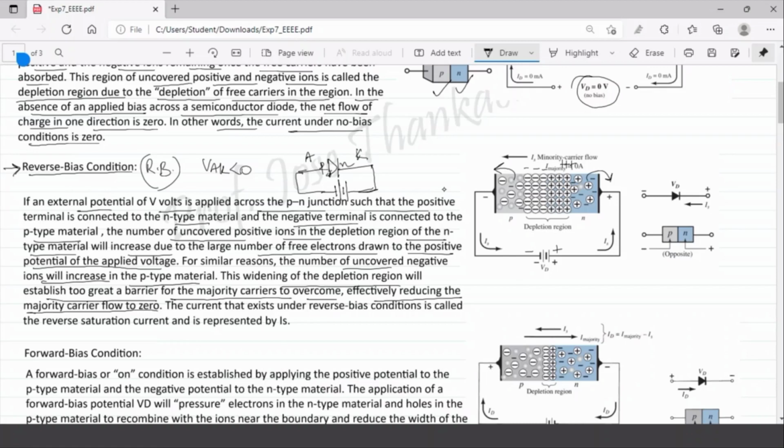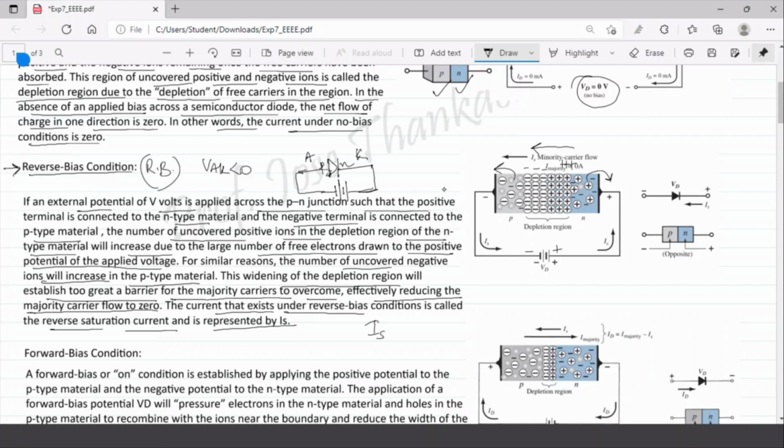Okay, so there will be some small amount of current that exists, and that current flow will be in the opposite direction like this. So these holes in the N-type will start moving through the junction and reach the P-type material here. So this is very small. Even if the device is under reverse bias condition, this current exists, and this is basically known as the reverse saturation current, and it is represented by IS.